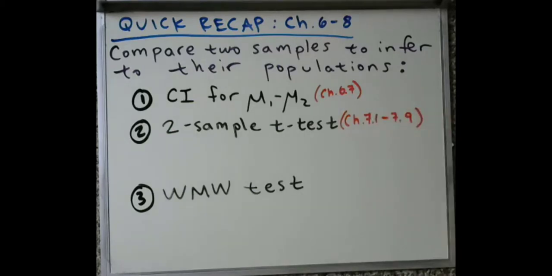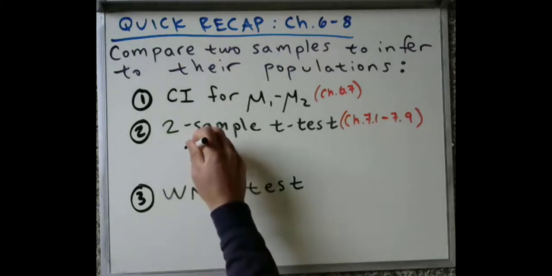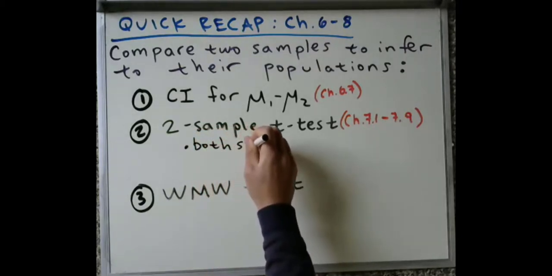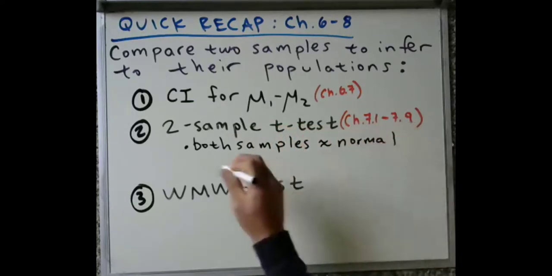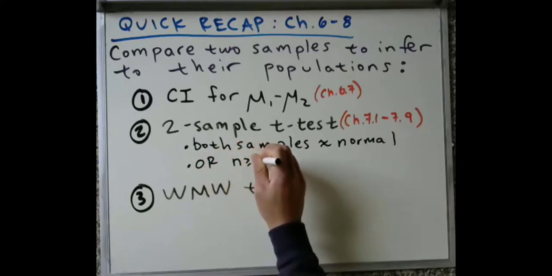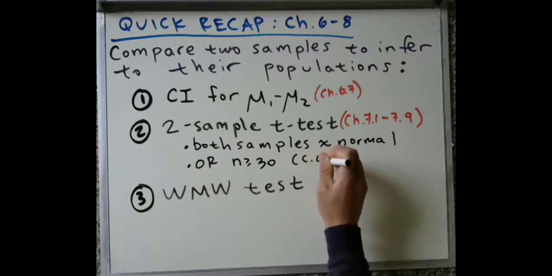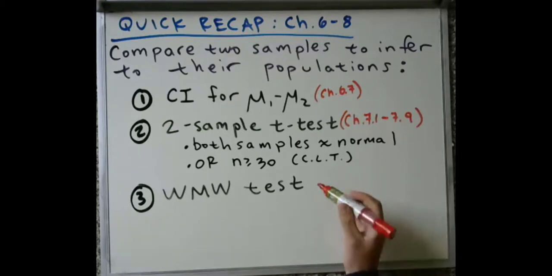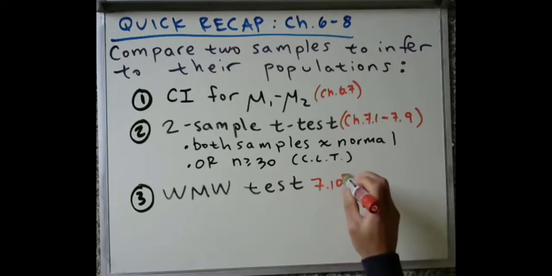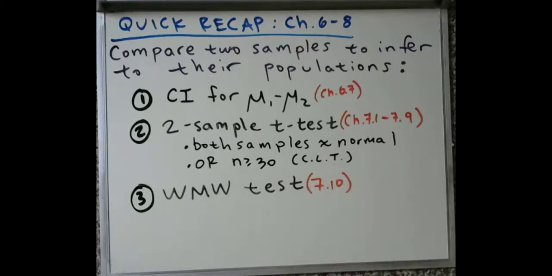But the t-test has these somewhat strict requirements, right? We've got to ensure that both samples are approximately normal, or that their sample size is sufficiently large via the central limit theorem. And we saw what do we do when we cannot meet that "normality" requirement. And that's when we were introduced to the Wilcoxon-Mann-Whitney test in chapter 7.10.